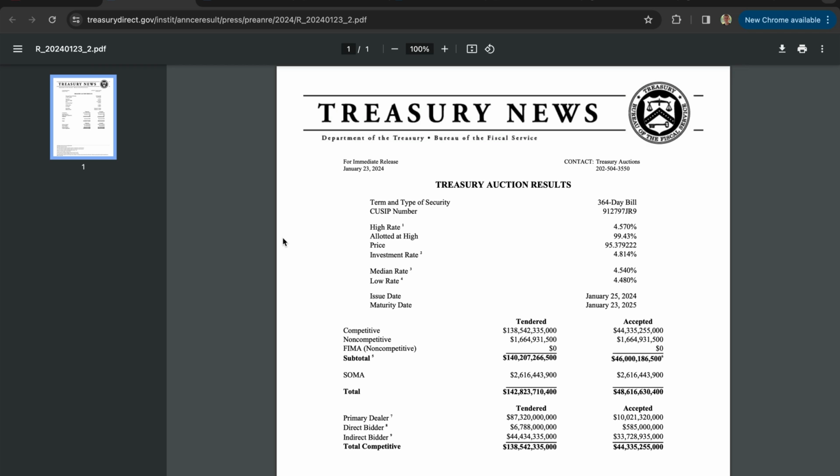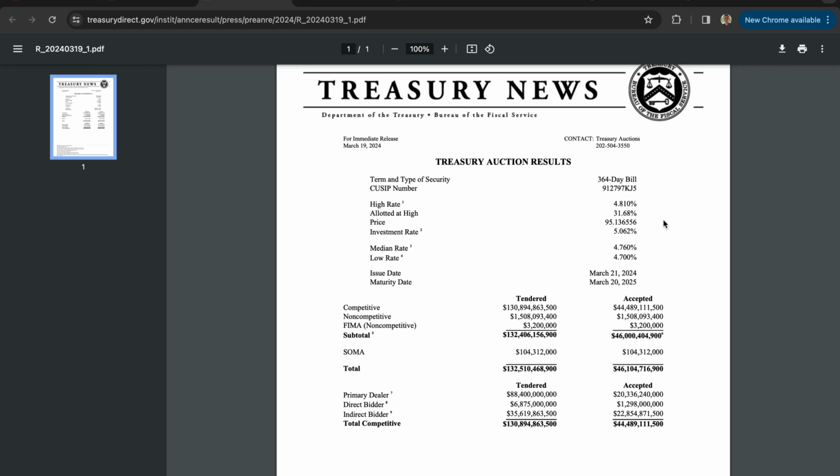So let me go ahead and show you how that works. Once again, the price tail is the difference between the median or middle interest rate and the high rate, which in this case would be 0.03%. When we compare this to the March results with the median rate of 4.76% and the high rate of 4.81%, that would have a price tail of 0.05%.